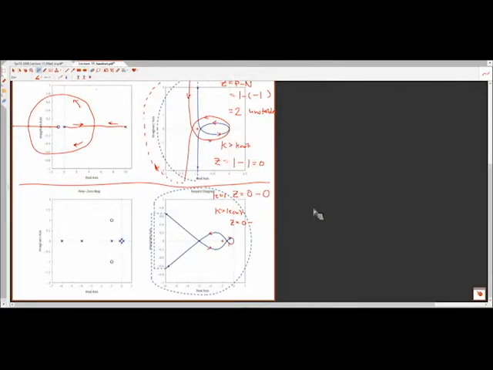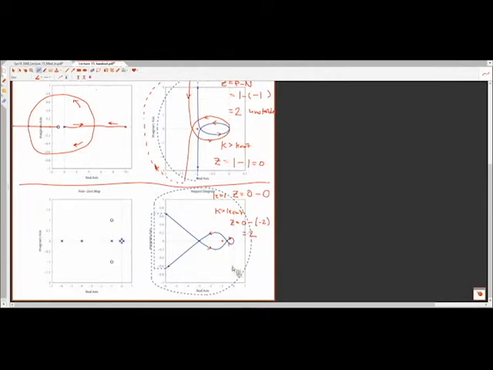Exactly. So if we look at this case, we're going to increase the gain to a certain amount. Now the point -1 is going to be inside this loop. This is going to be 2 clockwise encirclements. So this is going to be unstable.